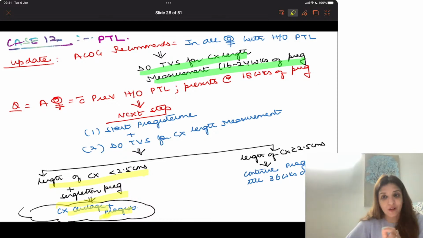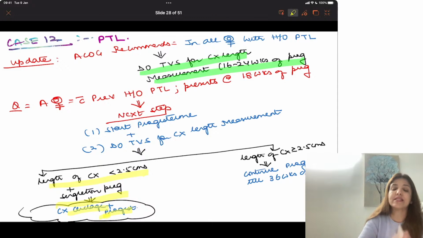So there is a pregnant female with multifetal pregnancy who has come to you at 18 weeks and her cervical length is 2 centimeters on TVS. What is the next step? Do not say that the next step is I am going to apply cervical cerclage and give progesterone. Cervical cerclage is not to be put if it is a case of multifetal pregnancy.